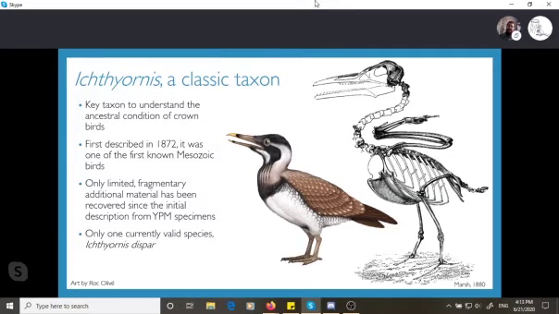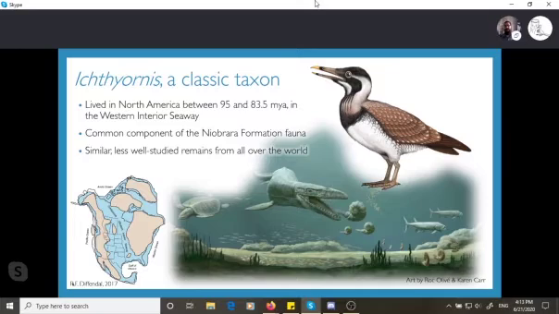But there's a lot to be known about Ichthyornis. And since the initial description, several species of Ichthyornis have been named, but only one is currently considered valid, Ichthyornis dispar. They all were synonymized by Julia Clark in 2004. So Ichthyornis lived in North America between 95 and 83.5 million years ago in what was then an interior shallow sea crossing the continent, the Western Interior Seaway.